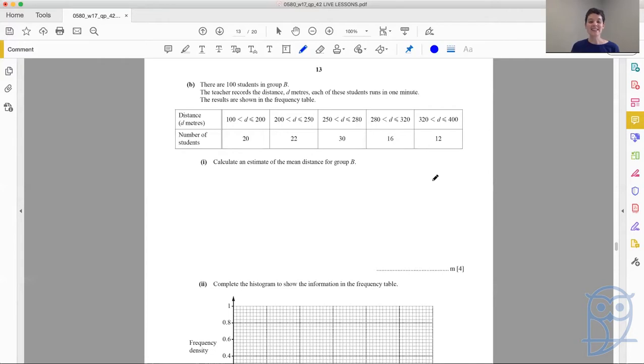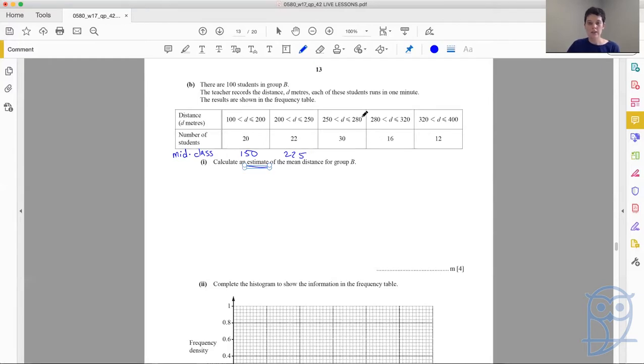asks us to calculate an estimate of the mean distance for group B. An estimate, okay, which means we're not going to be able to get an exact value, and that's because our data has been grouped. So in order to estimate the mean of grouped data, we need the mid-class value for each of those classes, the value that's right in the middle that we can then use to represent that class. So let's add a little space here, mid-class. Halfway between 100 and 200 is 150. Between 200 and 250 would be 225.